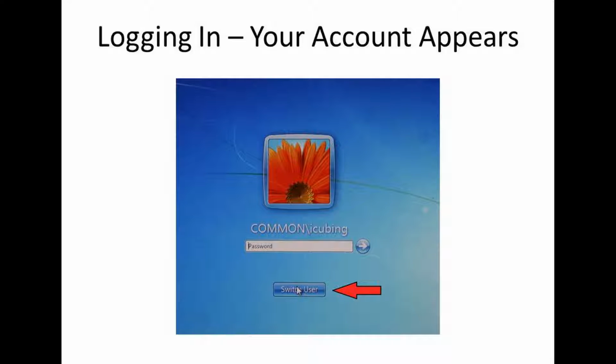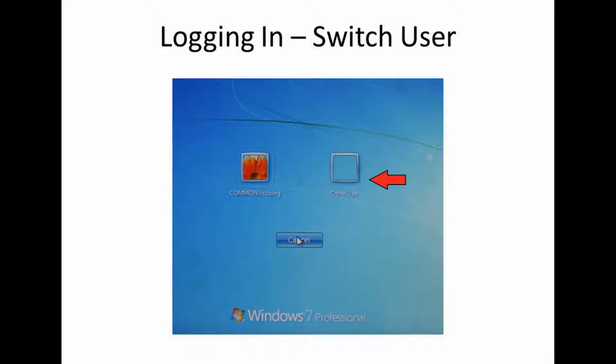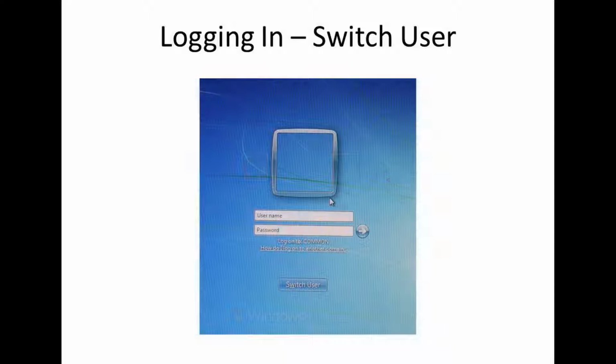If another username appears, click on the Switch User button at the bottom of the screen. After clicking on Switch User, multiple account icons will appear on the screen. Click on your account. If you do not see your name, click on Other User. Enter your Active Directory username and password and hit enter, or click on the right-facing arrow.